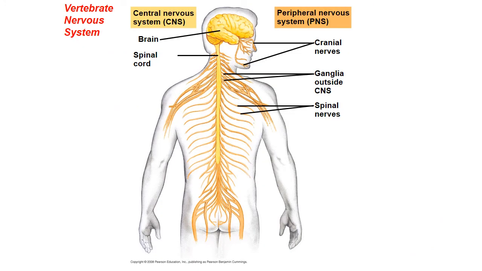Here you can see the vertebrate nervous system, the central nervous system, which comprises the brain and the spinal cord, and the peripheral nervous system. You can see the cranial nerves. There are 12 pairs emerging from the brain, and you can see the ganglia outside of the CNS and the spinal nerves. There are 31 pairs of spinal nerves branching from the spinal cord.